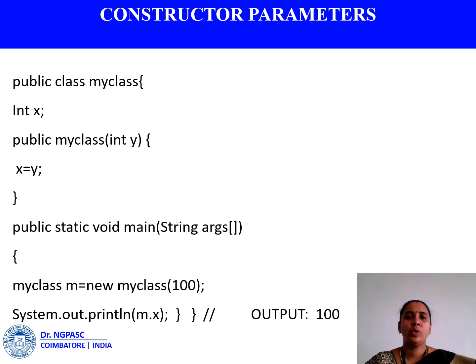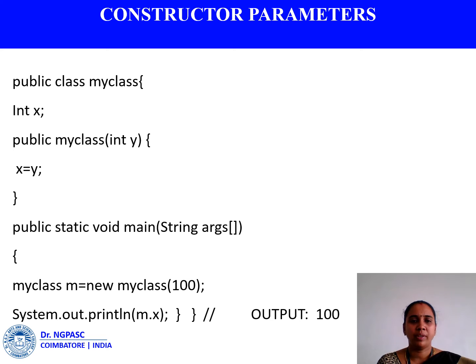Next, let me show how to create a parameterized constructor. For that, I'm creating one class. The name of the class is MyClass. Inside that, I'm creating one integer variable x. After that, I'm creating a constructor, MyClass. This constructor has one parameter, which is of integer data type. Inside the constructor, I am just assigning x is equal to y.